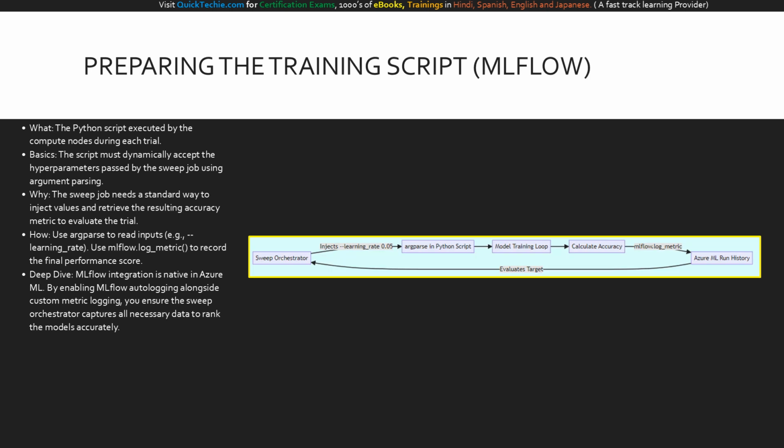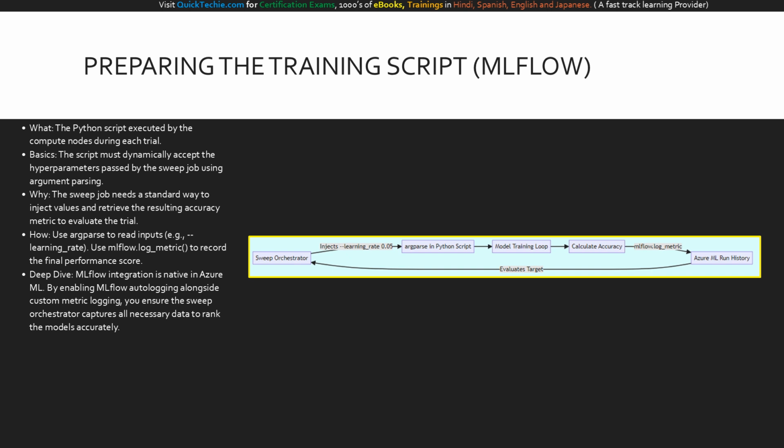To make all this automation work, your actual Python code needs to be prepared. Let's look at the training script. What is it? It is the core logic executed by the nodes during each trial. The basics require you to modify your script so it can dynamically accept hyperparameters from the sweep job. Why? Because the sweep orchestrator is injecting different values every time, and it needs a standardized way to read the final score to judge if the trial was successful.